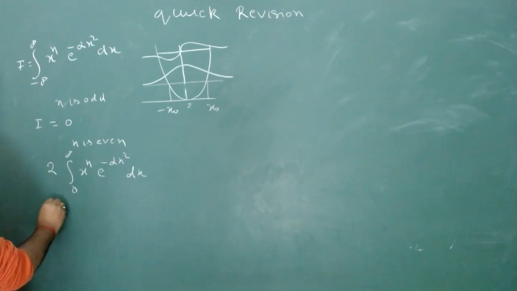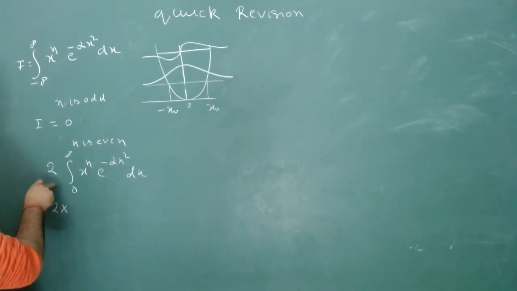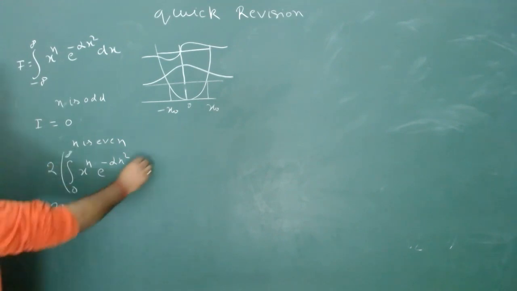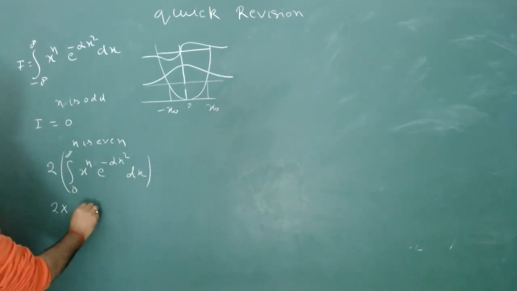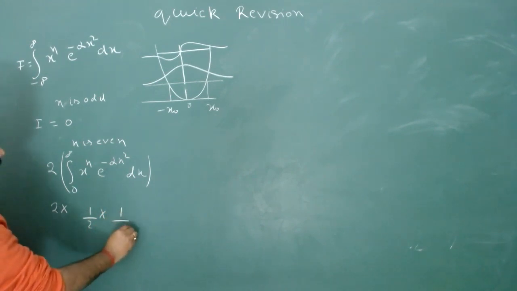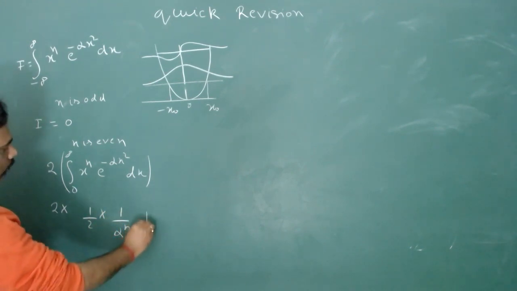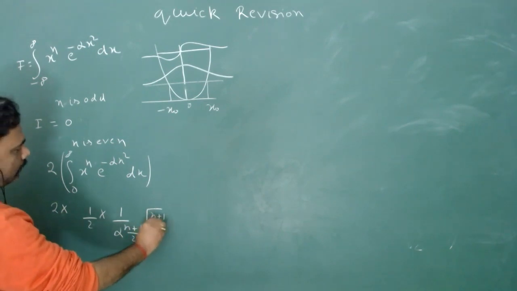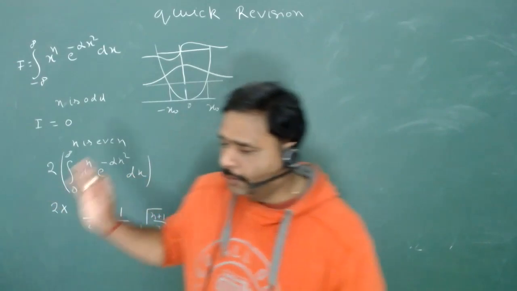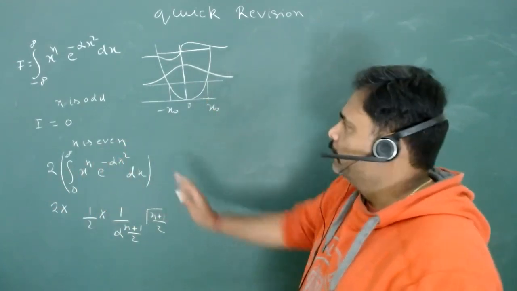And this integration will be 2 into, this is due to the 0 to infinity, but this particular integration is 1 upon 2 into 1 upon alpha to the power (n+1)/2 and gamma of (n+1)/2. So this is a very important tool for solving the harmonic oscillator.